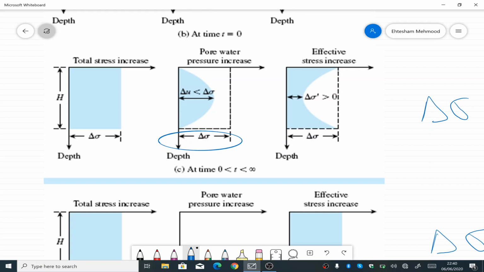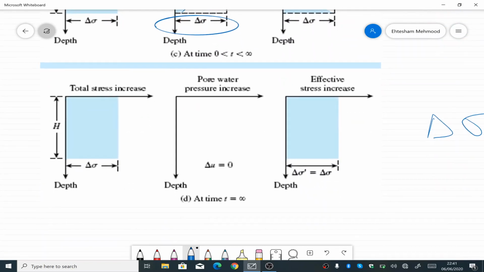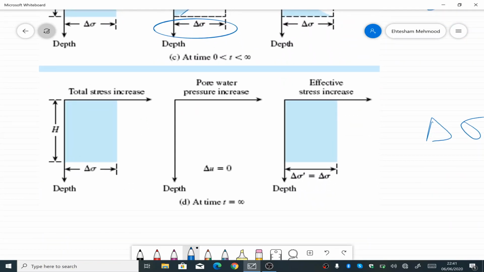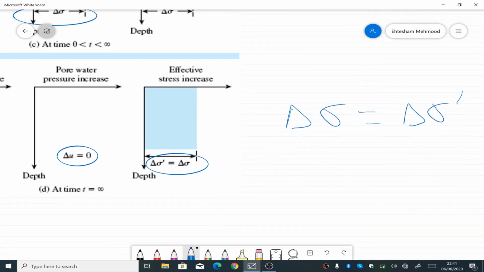After a certain while, between 0 and time infinity, total stress is again delta sigma. Pore water pressure would be somewhere lesser than delta sigma, and the effective stress would also be lesser than the total value. At time infinity, when all the excess has been dissipated, total stress remains the same, delta sigma. Pore pressure now becomes 0 and delta sigma is equal to the total effective stress.